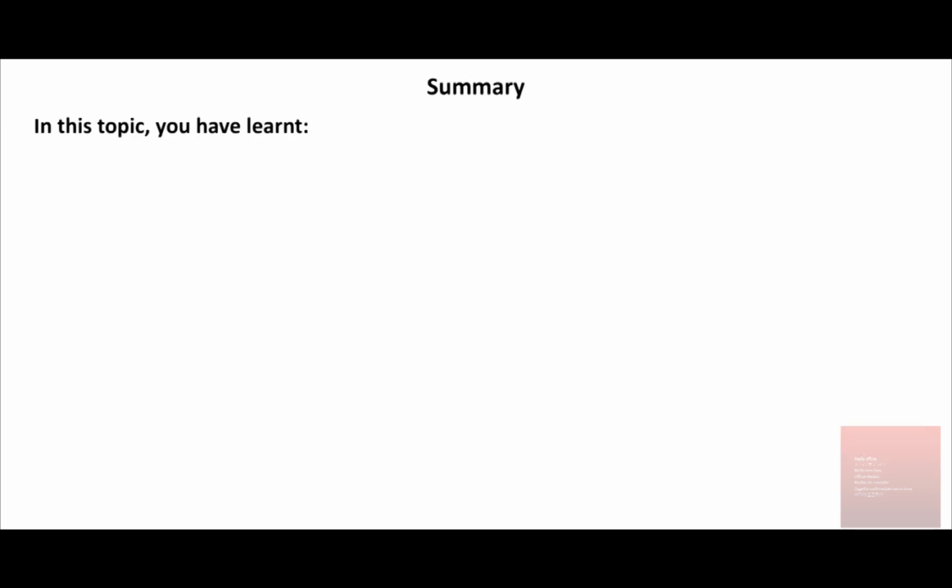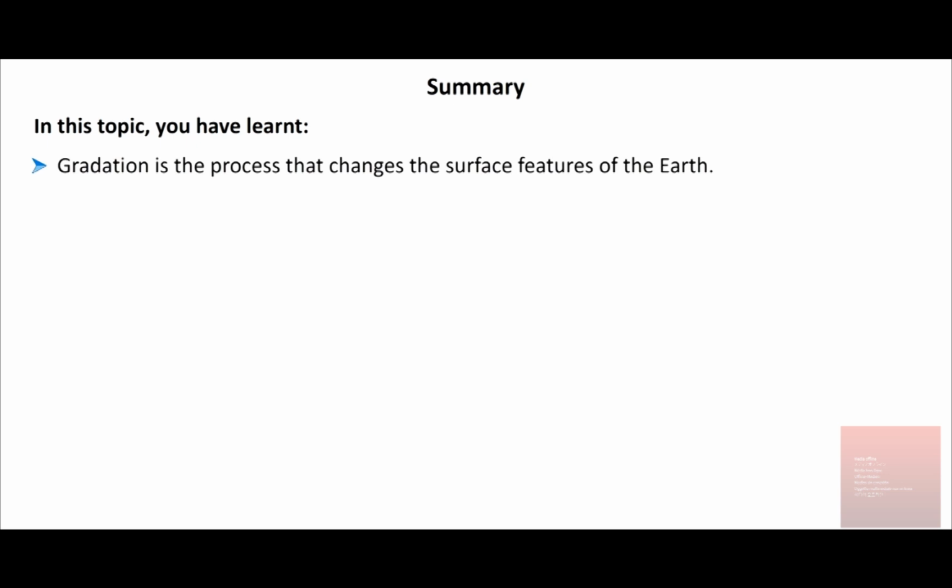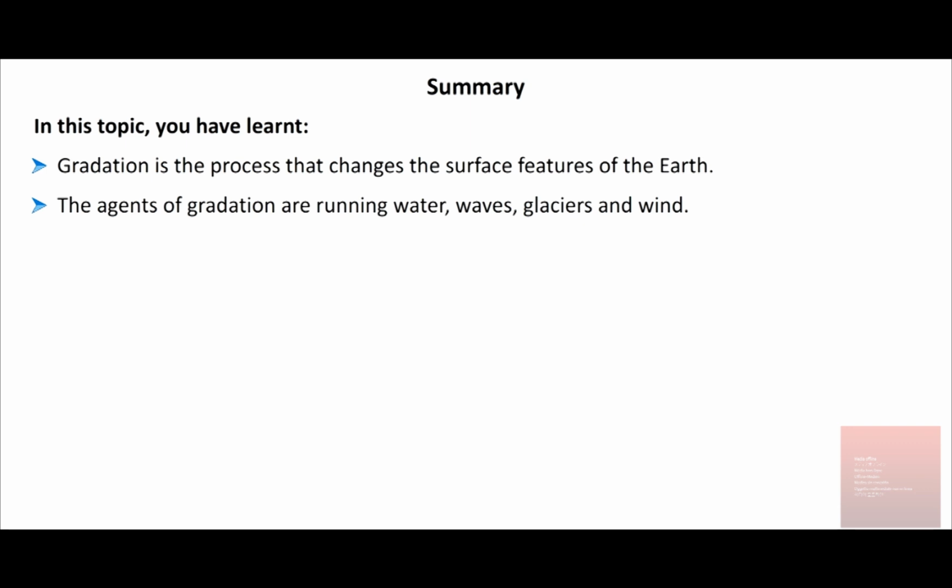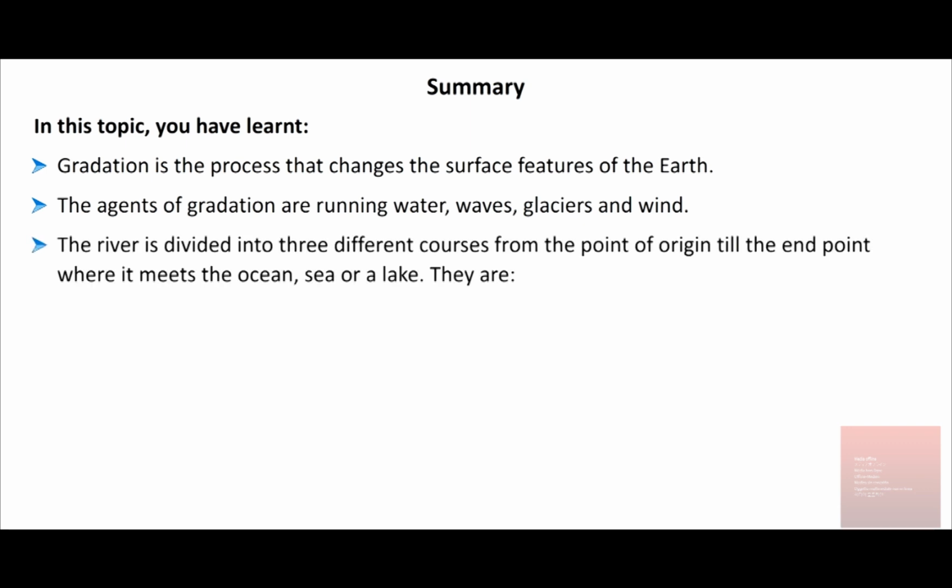In this topic you have learnt, gradation is the process that changes the surface features of the earth. The agents of gradation are running water, waves, glaciers and wind. The river is divided into 3 different courses from the point of origin till the end point, where it meets the ocean, sea or a lake.